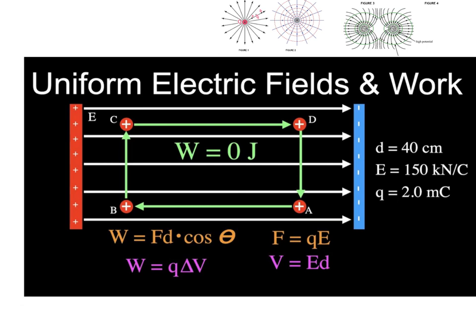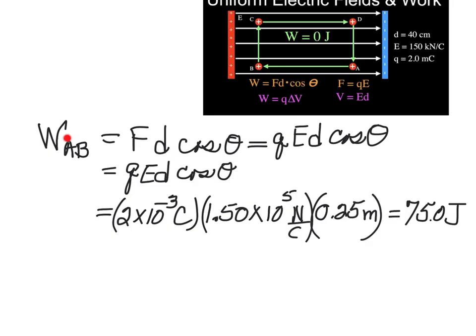Okay, let's do the calculations. Here we go. The work is the force times the distance times the cosine of the angle between them, the displacement. So we have the force is qE, d cosine theta. So the q is the 2 millicoulomb charge. I changed this from kilonewtons to newtons, so that would be 1.5 times 10 to the 5th newtons per coulomb.